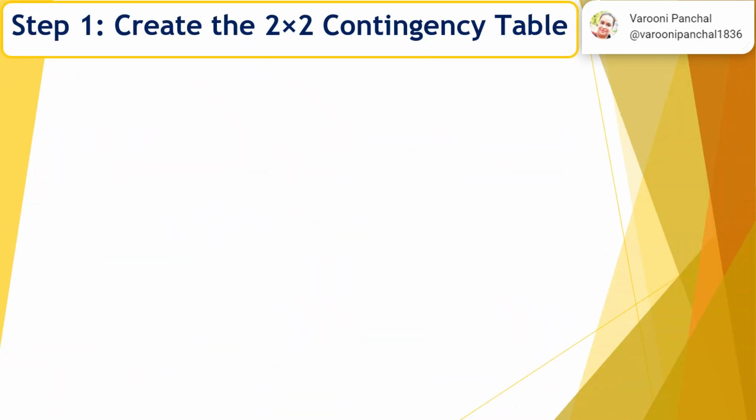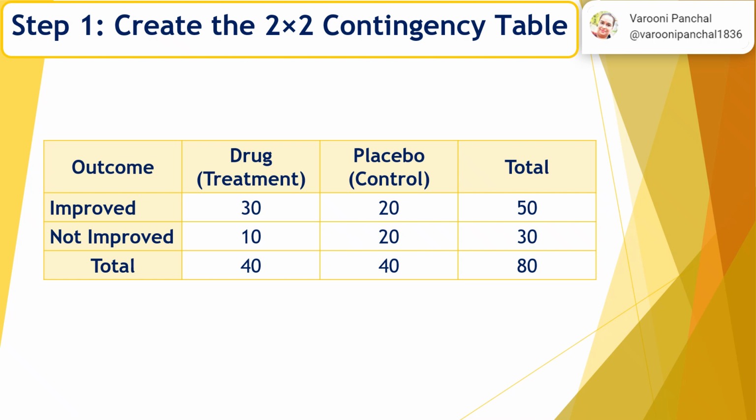Now step 1, create the 2 cross 2 contingency table. I have explained here that this is the outcome. Why is it called a 2 cross 2 contingency table? Because I have two rows and two columns. The columns are drug and placebo, and the rows are improved and not improved.